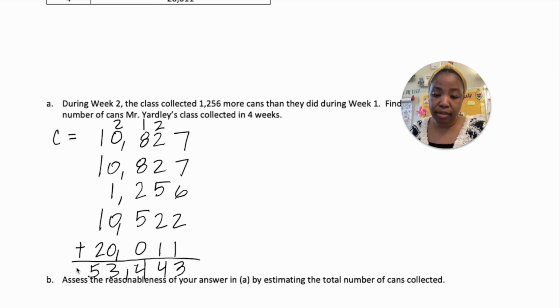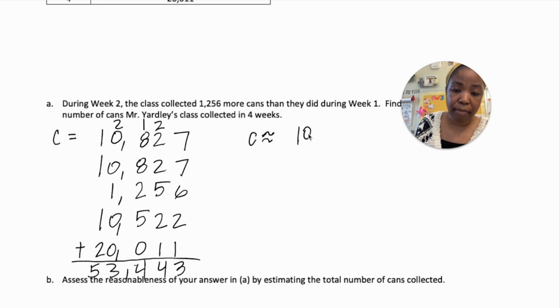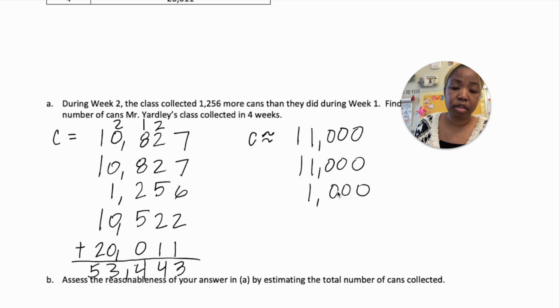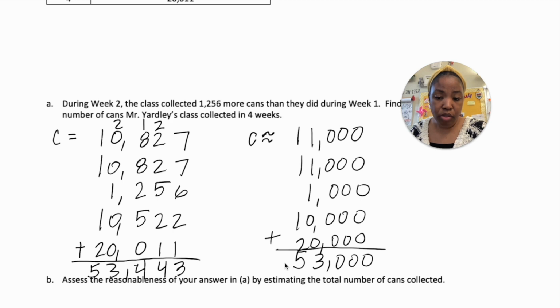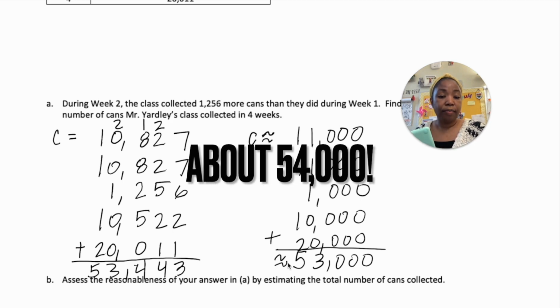For the estimates, I'm going to round to the nearest thousand. We have about, well, really it's about 11,000. Another 11,000. 1,000. 10,000. And 20,000. I should have rounded up to 11,000, not 10,000. So that is about 1, 2, 3, and 1, 2, 3, 5. So about 53,000. Those two answers are close to each other.